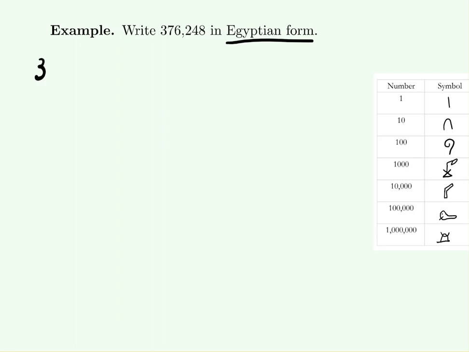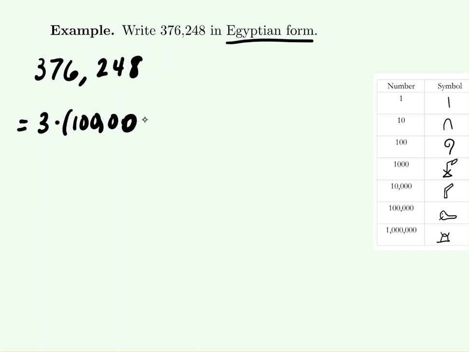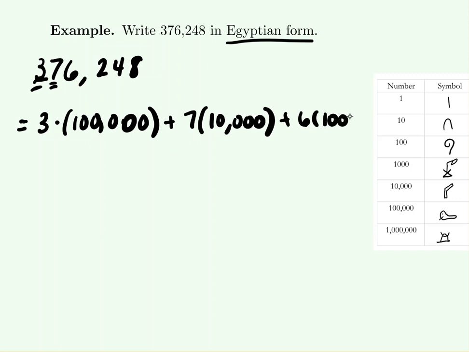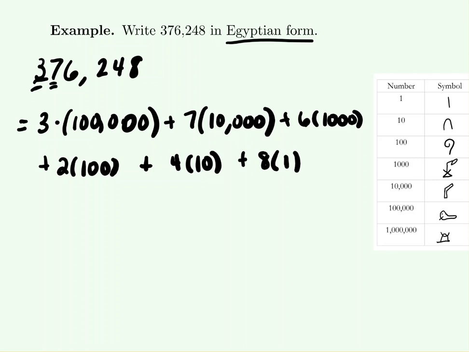So if it helps, we could express 376,248 as equal to 3 times 100,000, because the 3 is in the hundred thousands place, plus 7 times 10,000, because the 7 is in the 10,000s place, plus 6 times 1,000, continuing on here, plus 2 times 100, plus 4 times 10, plus 8 times 1.